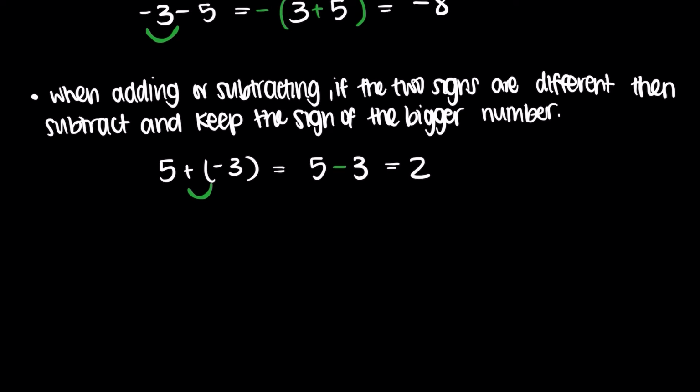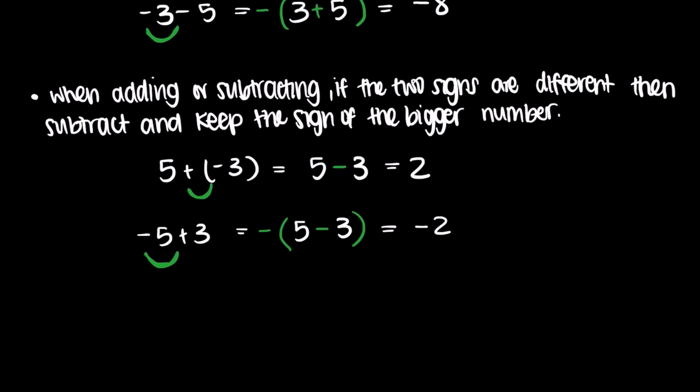Next example, negative 5 plus 3. Well, the signs are different, so we subtract, so 5 minus 3. However, we keep the sign of the bigger number, which is 5, and it's negative, so our answer is negative 2.